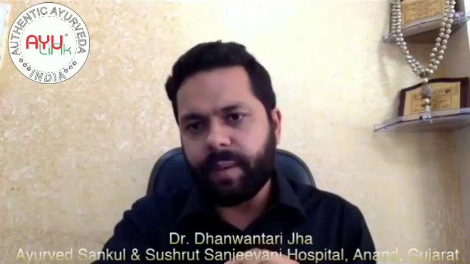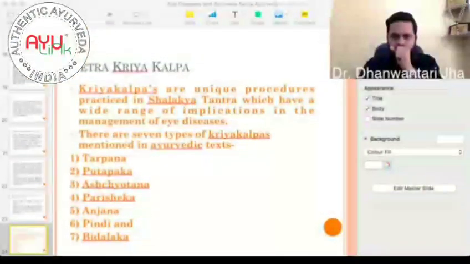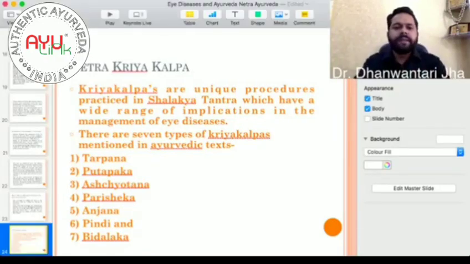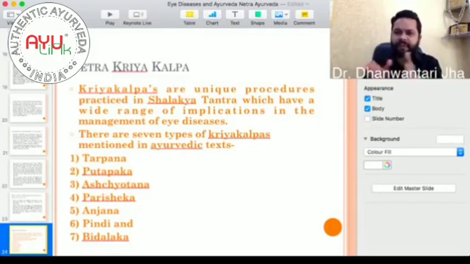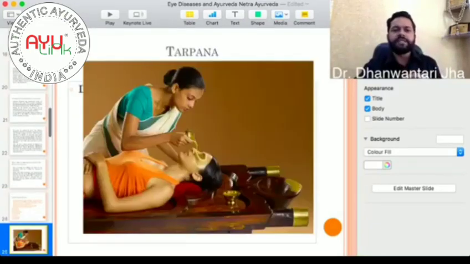These procedures in Ayurveda are known as Netra Kriya Kalpa. These are the Netra Kriya Kalpas. They are unique procedures practiced in Shalakya Tantra, which have a wide range of implications in the management of eye diseases. There are basically 7 types of Kriya Kalpas according to different acharyas. I have compiled all of them together: Tarpana, Putpak, Aschottana, Parishek, Anjana, Pindi, and Bidalak. I'm going to explain each of these Kriya Kalpas.